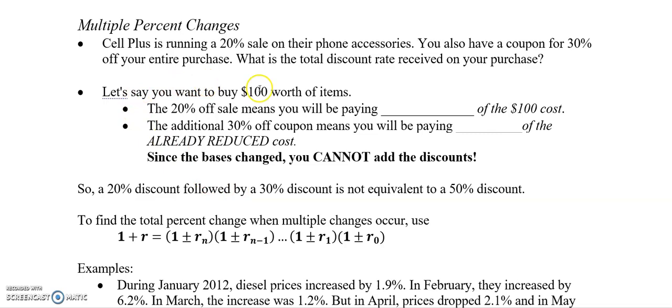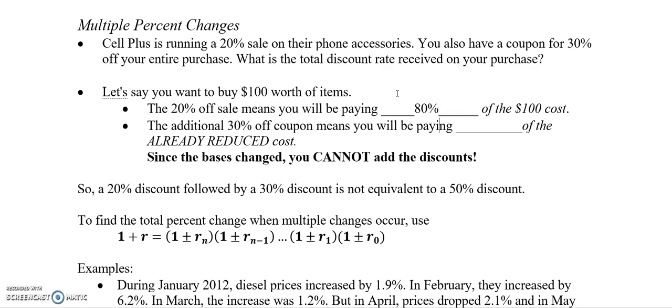So Cell Plus is running a 20% sale on their phone accessories. You also have a coupon for 30% off your entire purchase. What is the total discount rate received? Well, let's say we're buying $100 worth of items. The 20% off sale means that we'll be paying 80% of the $100 cost. And so what does that mean? That means we're going to be paying $80.